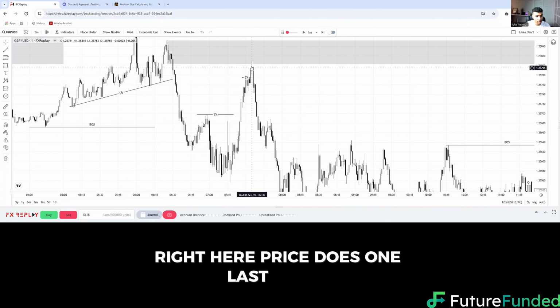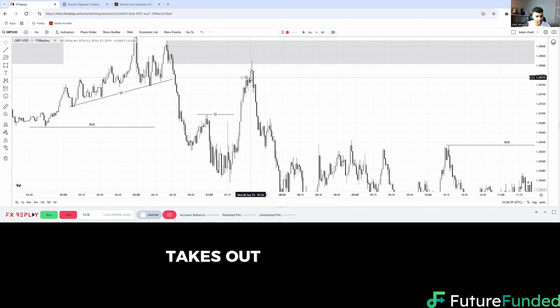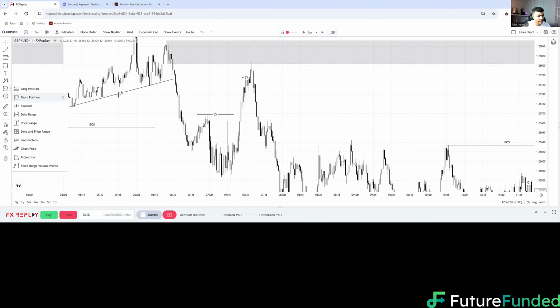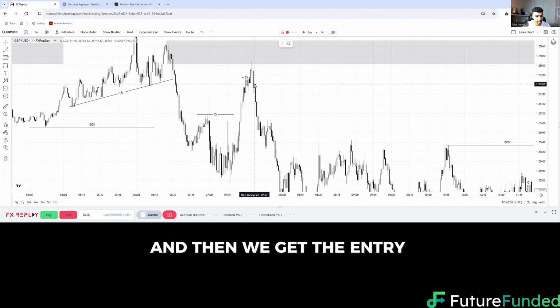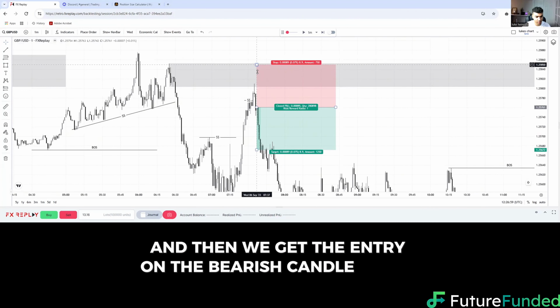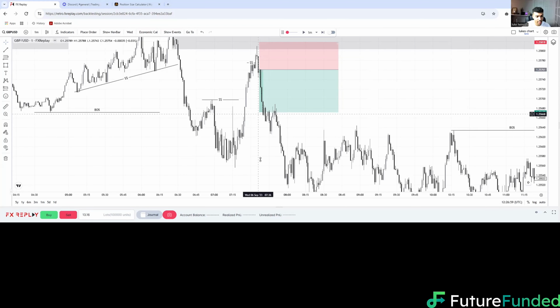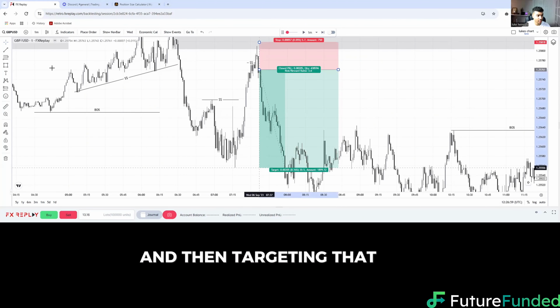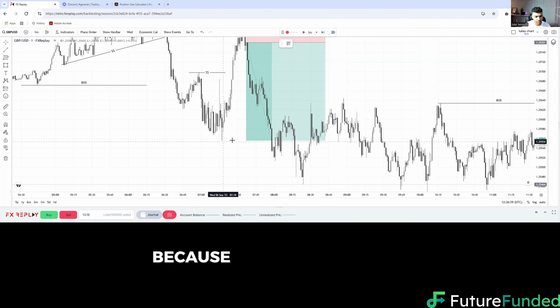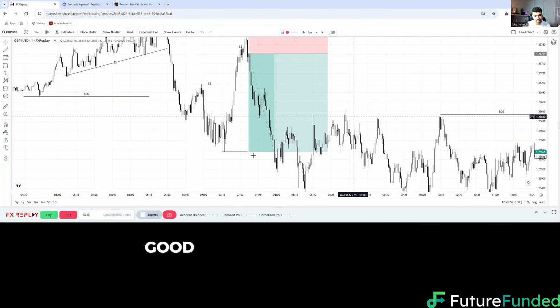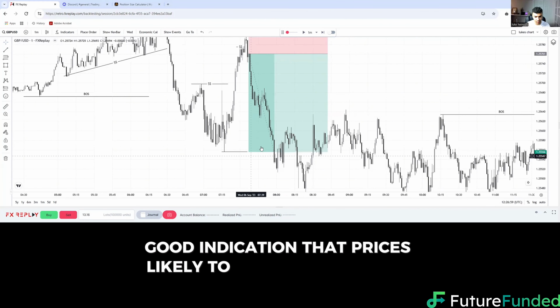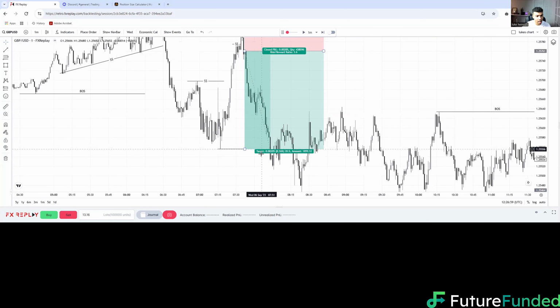Price does one last sweep, takes out this liquidity, grabs it, taps into that 5-minute point, and then we get the entry on the bearish candle to the downside with our stop loss above the high and then targeting that low again. All right, because we really want to take out this low, because if we take out this low, this is a good indication that price is likely to move further and further down.